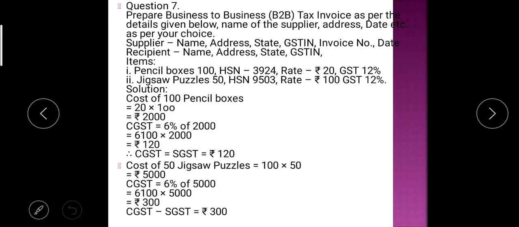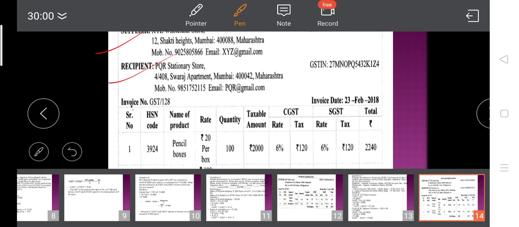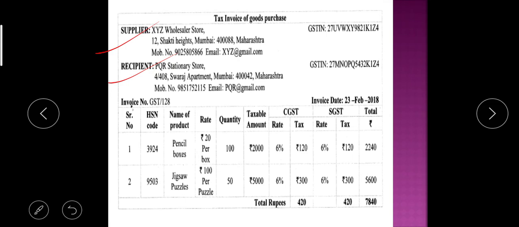Now the last question, prepare the business to business invoice. Business to business means wholesaler to retailer. Same way, according to the given items, firstly calculate CGST and SGST for both. Who is the supplier, who is the recipient, their amount, CGST and SGST. Always remember that when it is business to business, both the supplier and the retailer should have a GSTIN number.